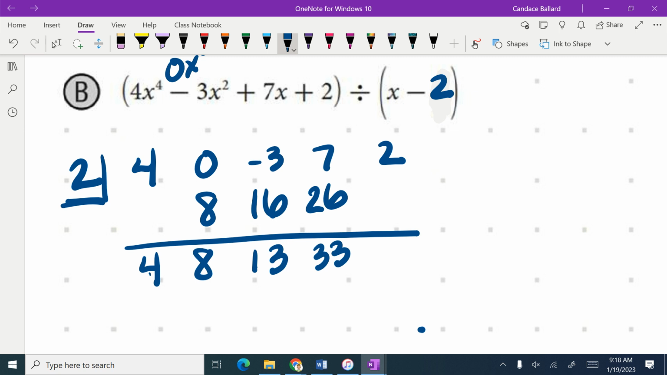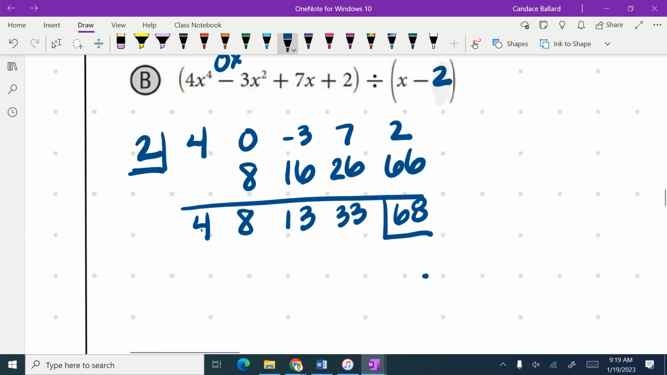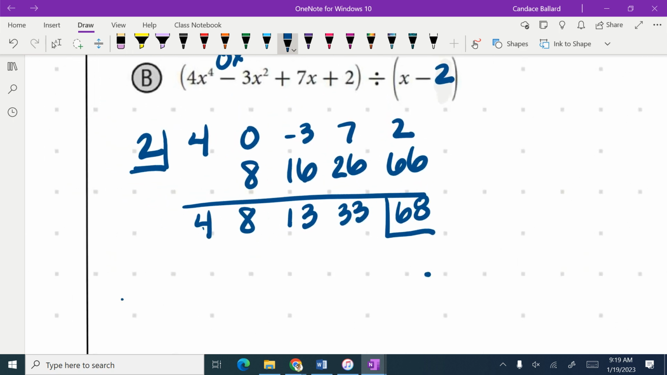Everybody good with 33? Okay. All right, what am I supposed to do with the 2 and the 33? Multiply. 2 times 33 is 66. And then vertically, what are we supposed to do? Add, we get 68. What's that number represent? That's the remainder.